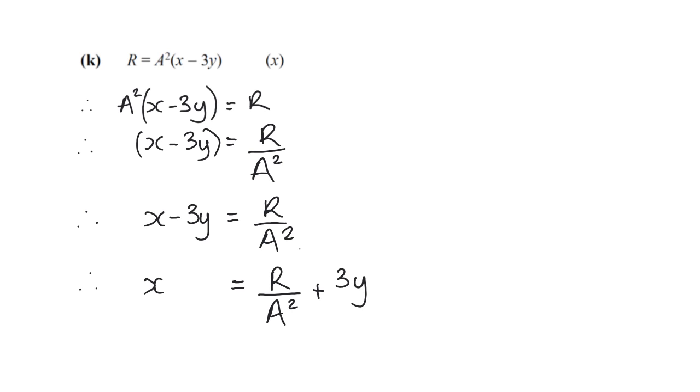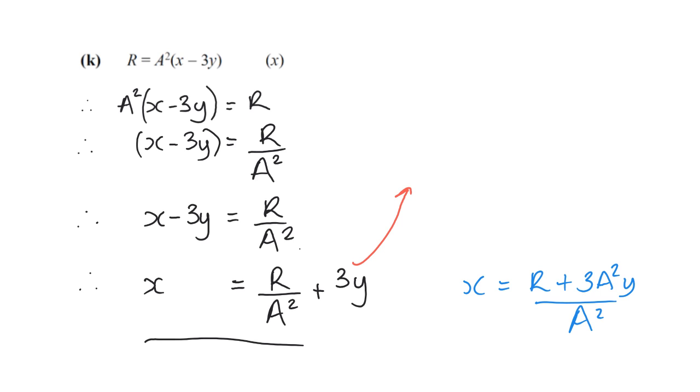Okay, that's your final answer. The trouble we've got with this is I've had a look at the solution, and the solution at the end has x equals (r plus 3a squared y) over a squared. And I want to show you why that is. I'll show you that in red. If we go through this process, to make a common denominator, we have x equals r over a squared plus 3y.